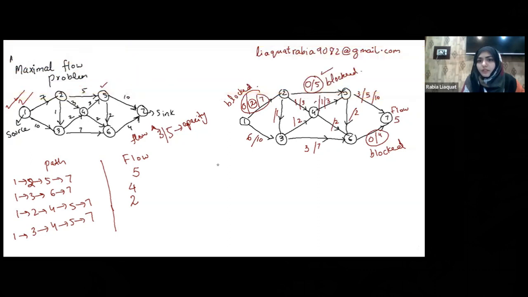So here is 0. 2 minus 1, 1. 6 minus 1, 5. And 3 minus 1 is 2. So here the flow is 1. Here is blocked. So every route here is covered.